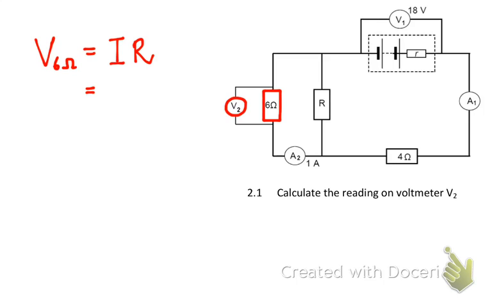The current flowing through the 6 ohm resistor is determined by ammeter A2, and we're told that's 1 ampere. So the current flowing through the 6 ohm resistor is 1 ampere. The resistance is obviously 6, so 1 times 6 gives us 6 volts. So the voltage over the 6 ohm resistor measured by V2 is 6 volts.